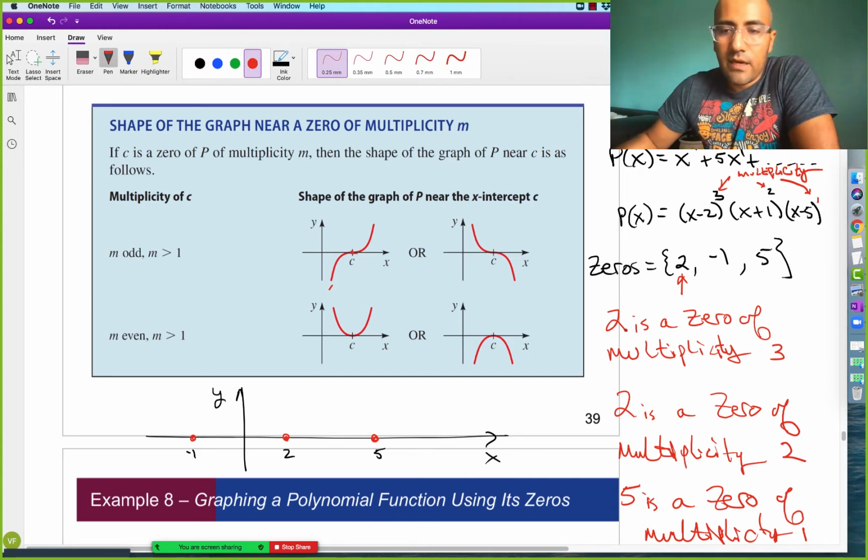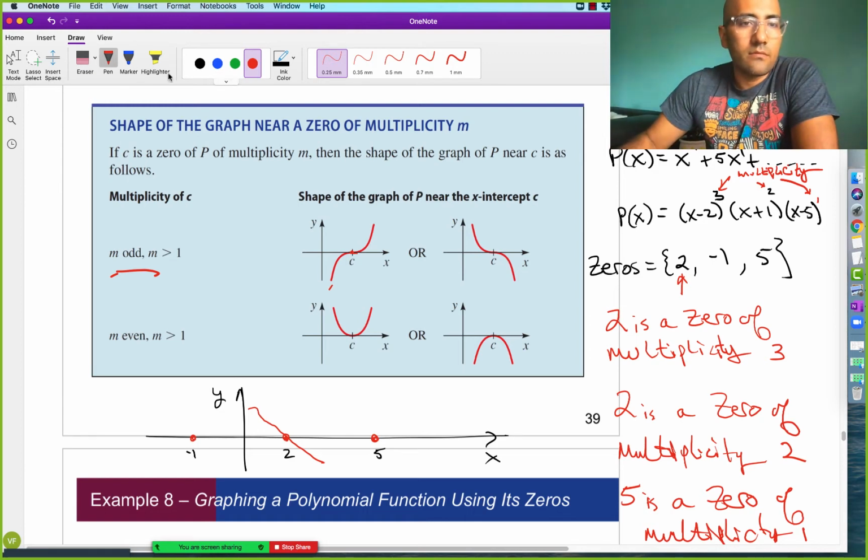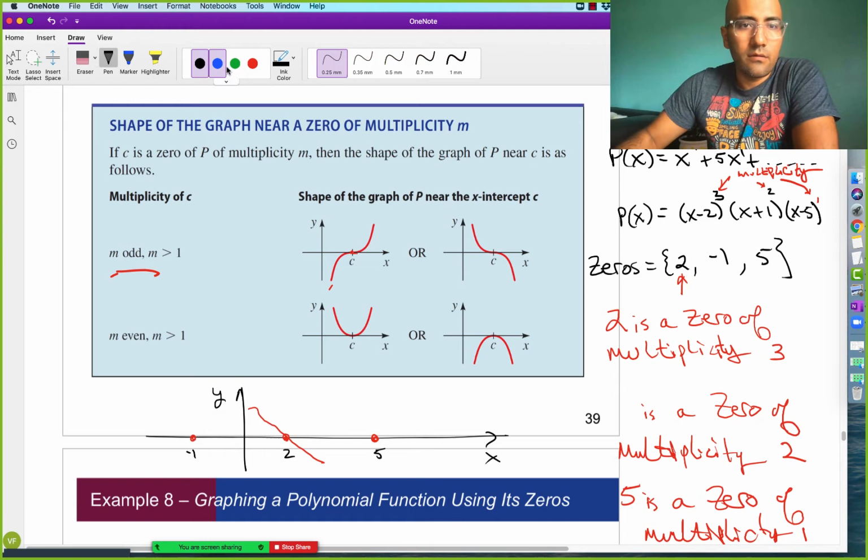This is saying that because the multiplicity is odd at 2, my graph will either come from this direction and punch through to the other side, or maybe it'll come from this direction and punch through to the other side, because it's odd. Because the multiplicity, wait, what did I do? Oh, this is a mistake. This should be -1. Nobody said anything. This right here should be a -1.